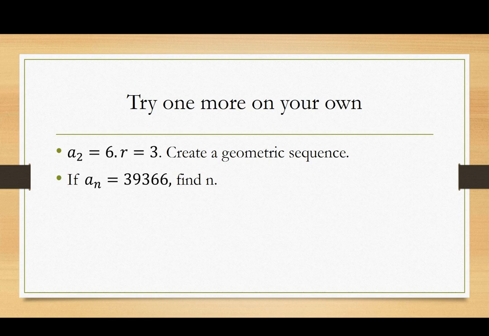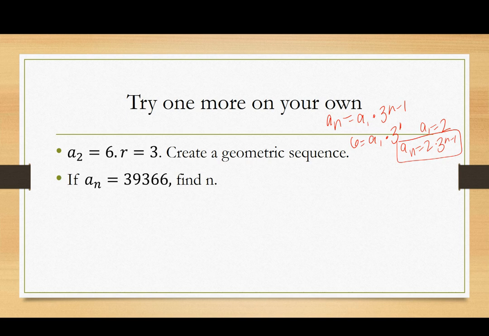So what you want to do first is set up the equations. We have AN equals A1 times 3 to the n minus 1. We don't know what A1 is, but we know that A2 is 6. 2 minus 1 is 1. So 6 divided by 3 is 2. So my formula is AN equals 2 times 3 to the n minus 1. All right, we found my geometric sequence.